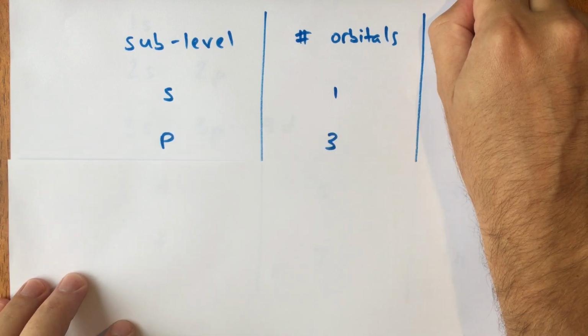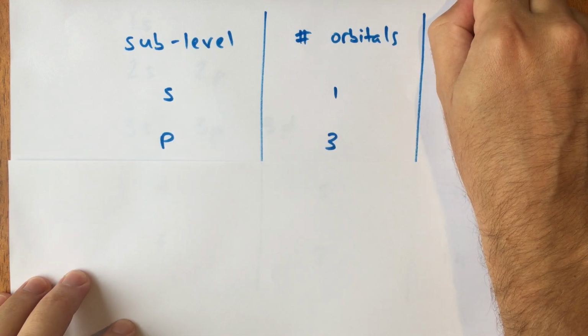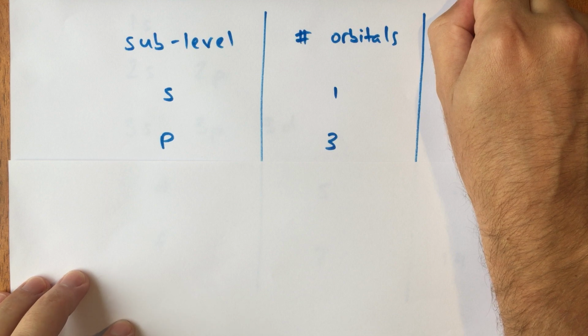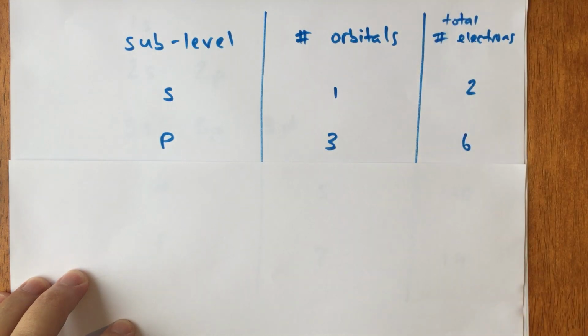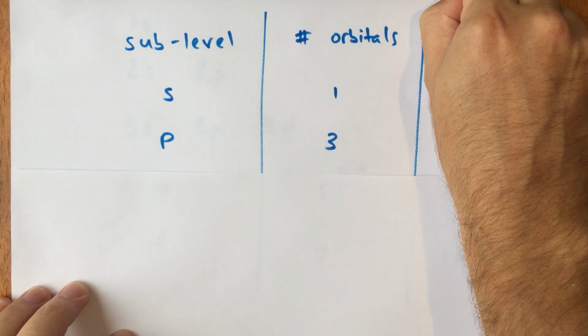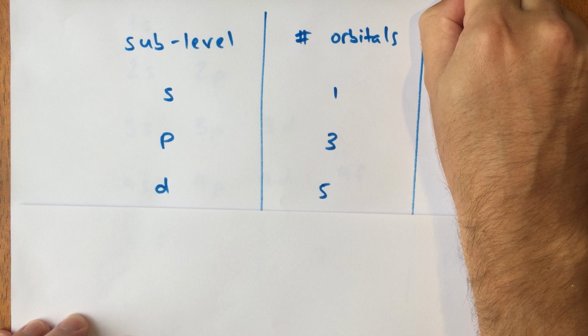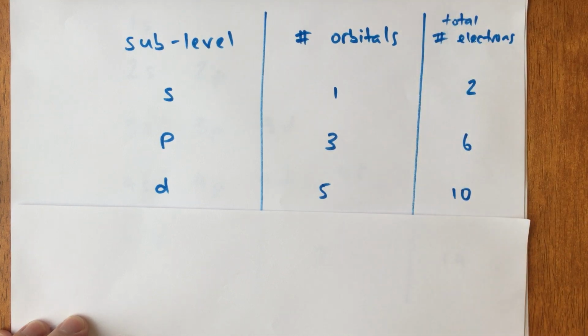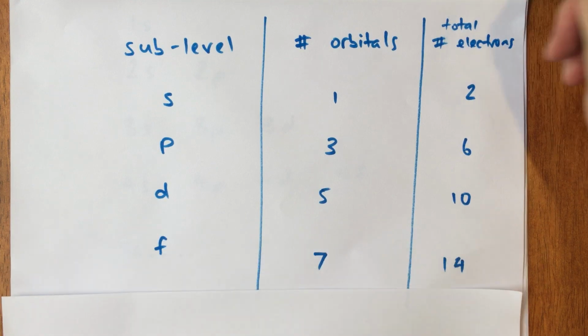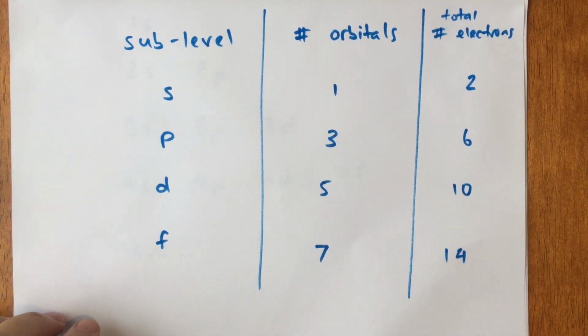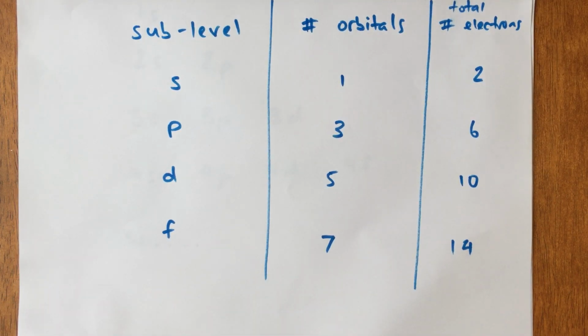A P sublevel holds 3 orbitals. If each orbital holds 2 electrons maximum, then those 3 orbitals can hold 6 electrons maximum. A D sublevel holds 5 orbitals. Each orbital holds 2 electrons maximum, so the 5 orbitals combined can contain 10 electrons maximum. And the F sublevel can hold 7 orbitals, each orbital holding 2 to give a total of 14 electrons.